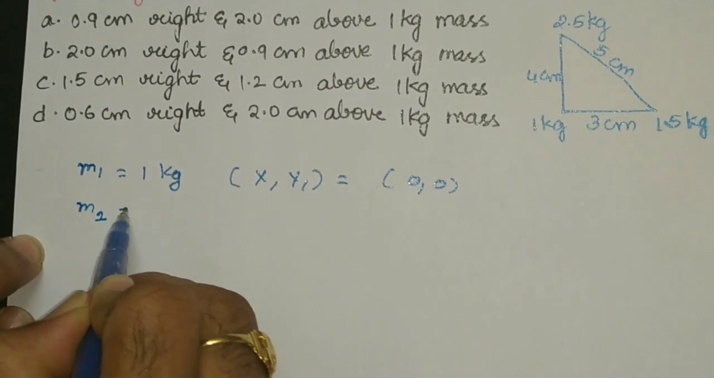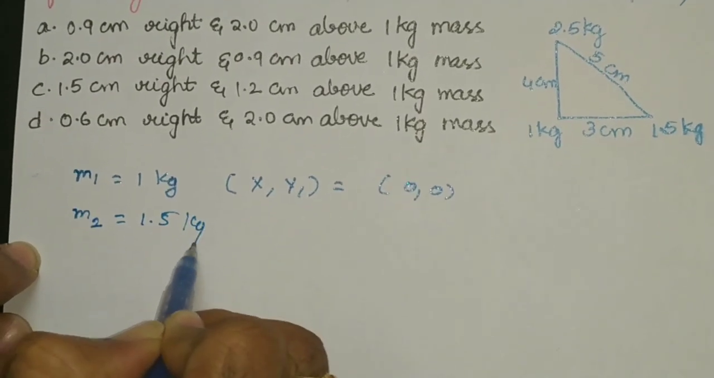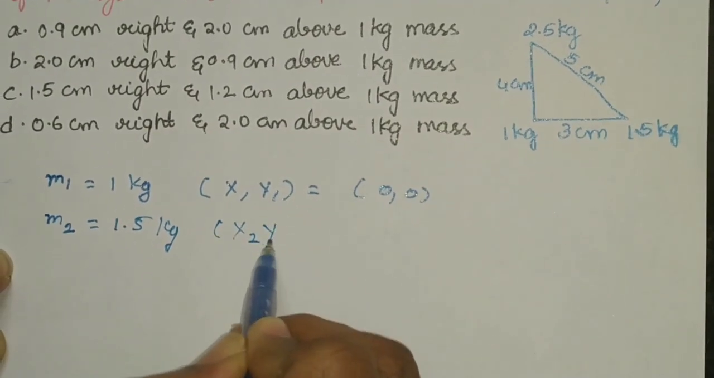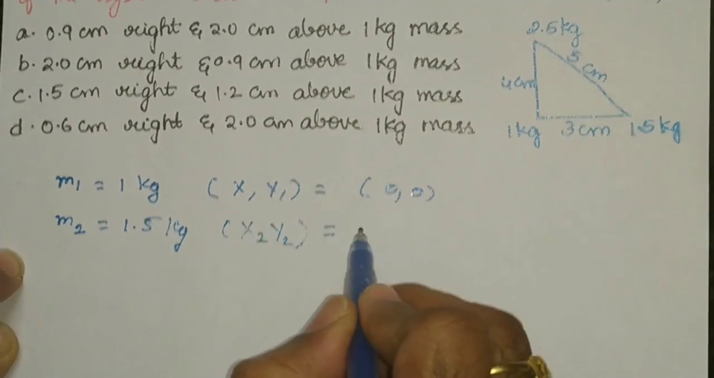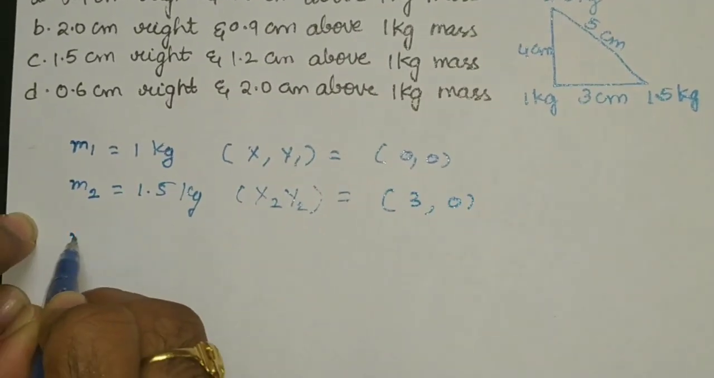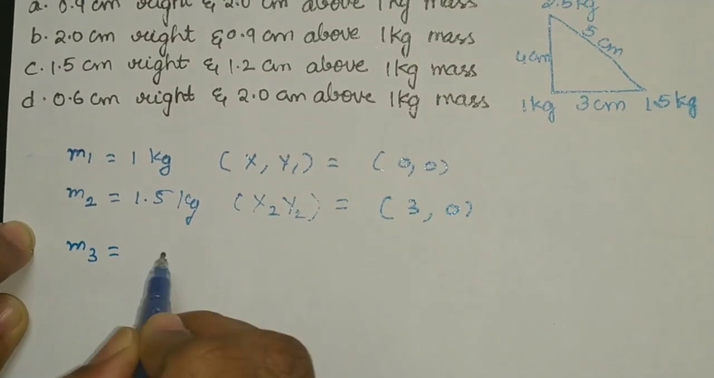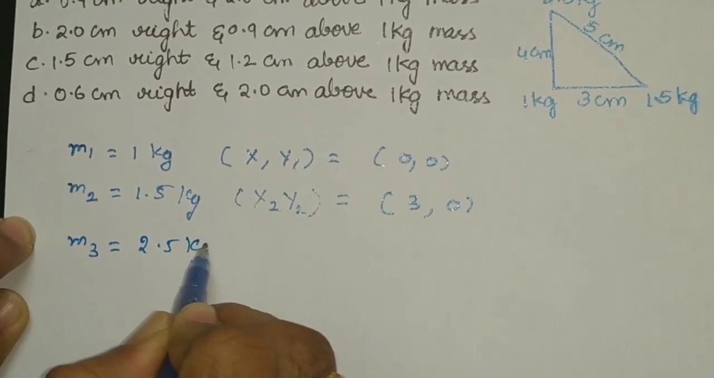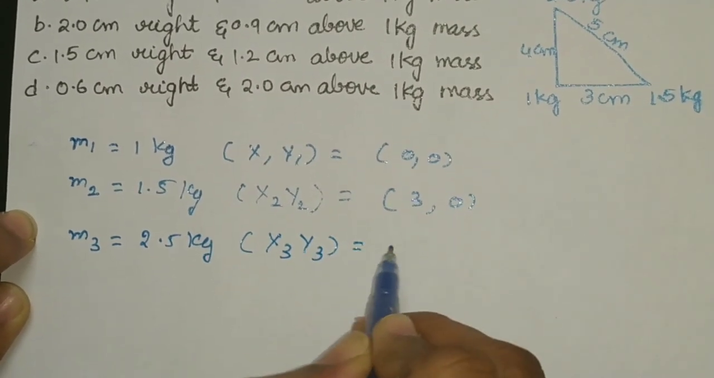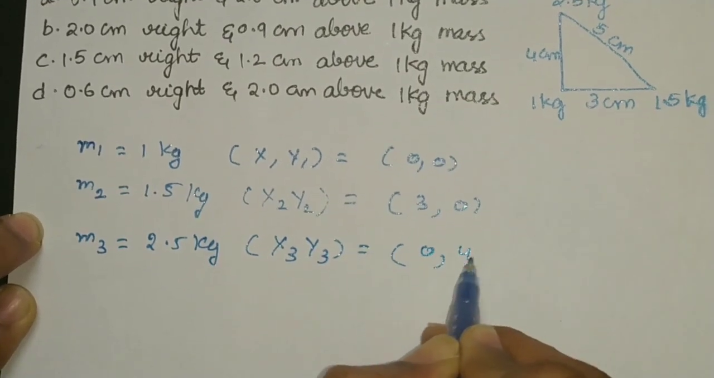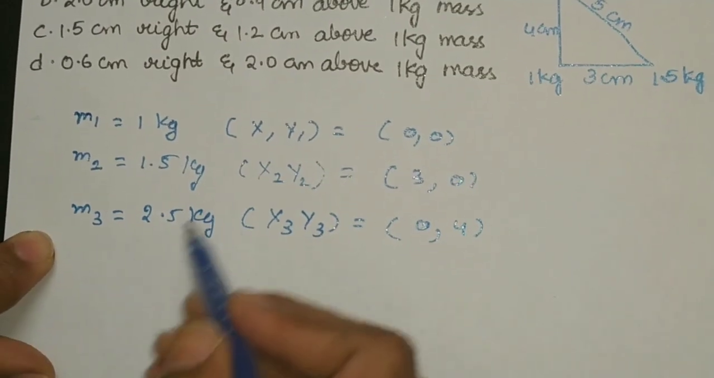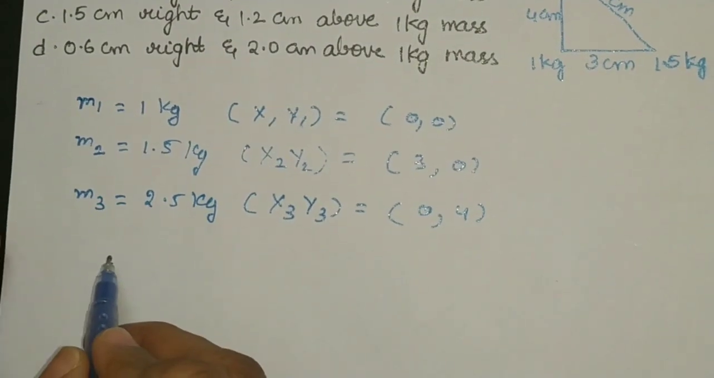The second particle, m2, is 1.5 kg. It is along the x axis at 3 centimeters. So the x2, y2 coordinates of the second particle are: x coordinate is 3 centimeters, y coordinate is 0. And m3 is along the y axis in the diagram. So m3 is 2.5 kg, it is on the y axis, and the coordinates of m3, x3, y3, are 0, 4 centimeters. So, consider three particles having coordinates x1 y1, x2 y2, x3 y3.